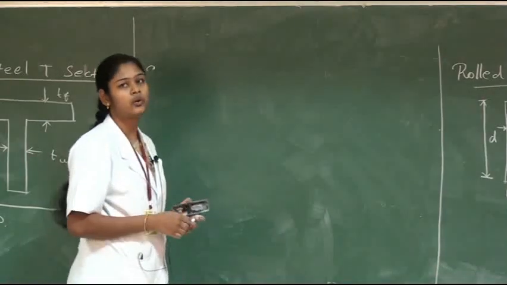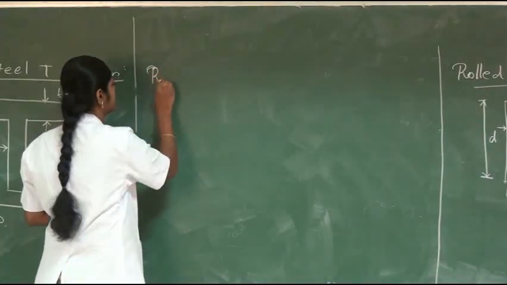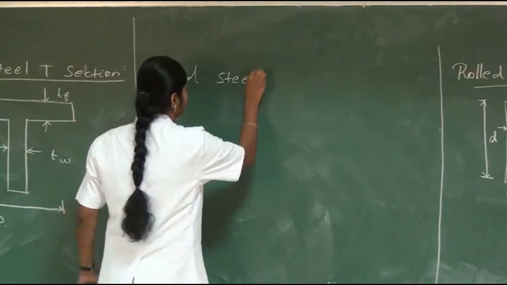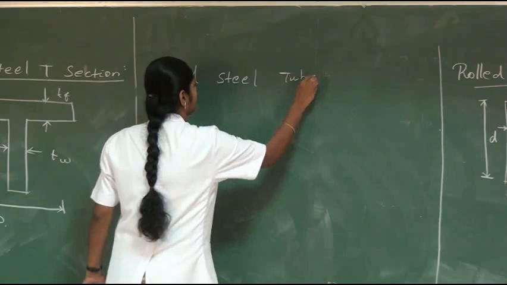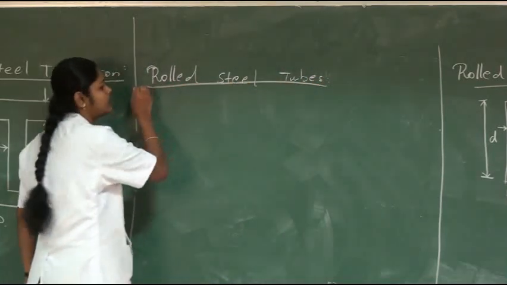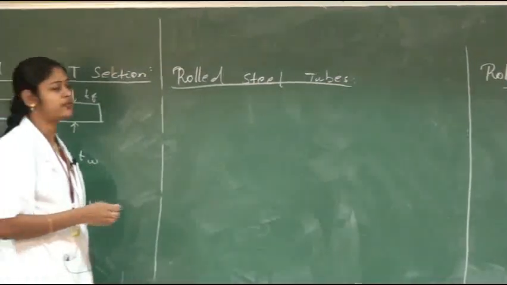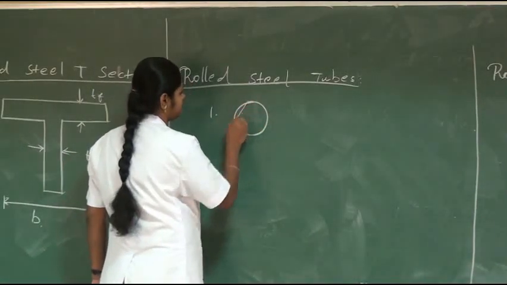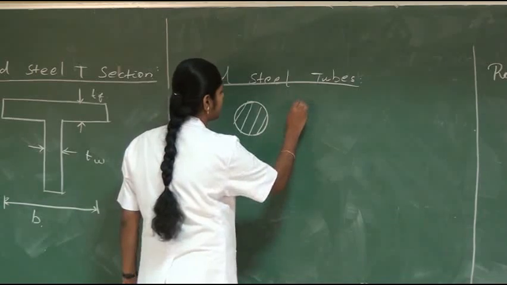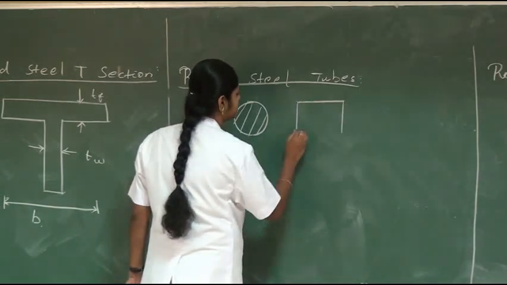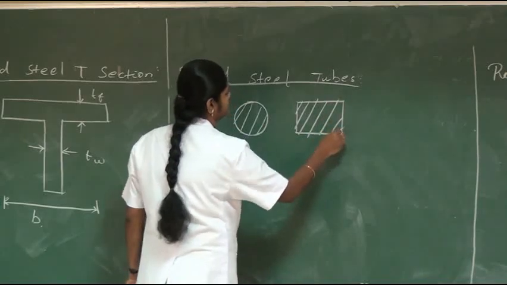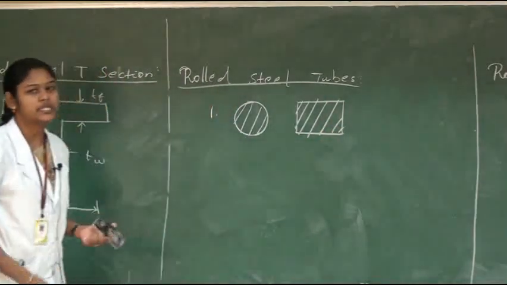The next one is rolled steel tube sections. The rolled steel tubes are available in two forms. First one is in circular section. Then second one is in square tubes. These are the two types of steel tubes.